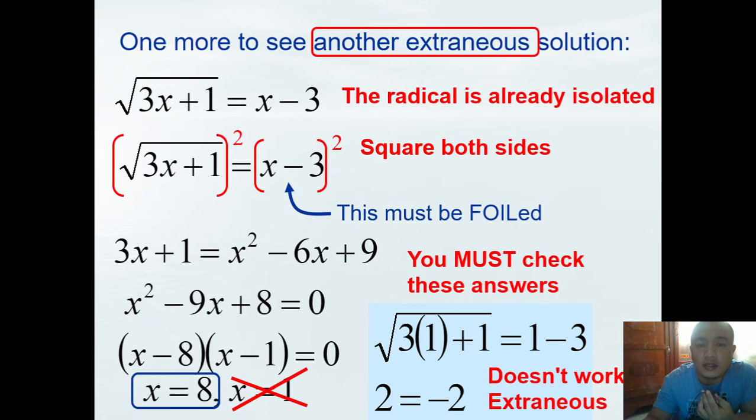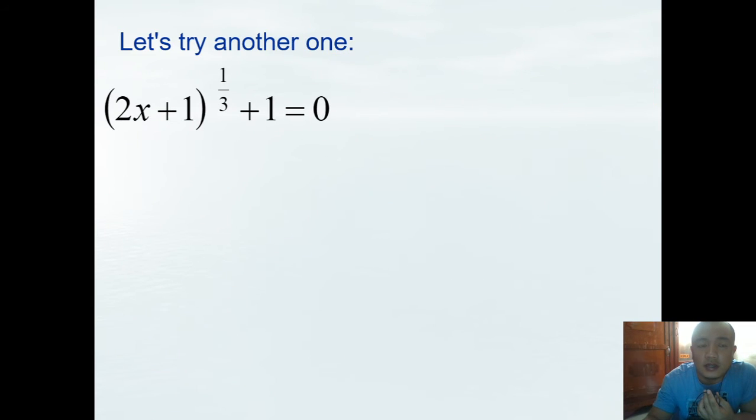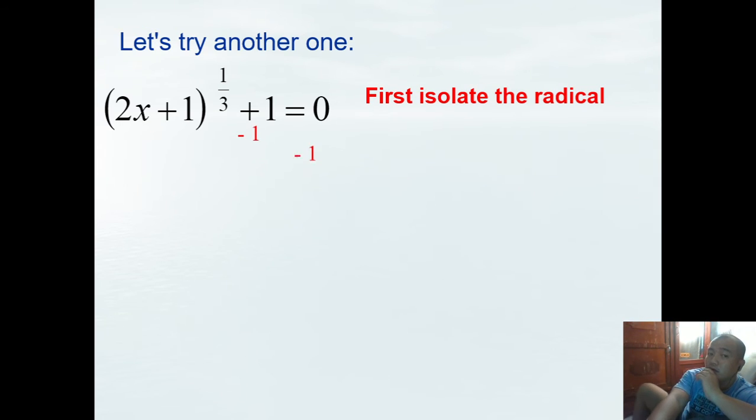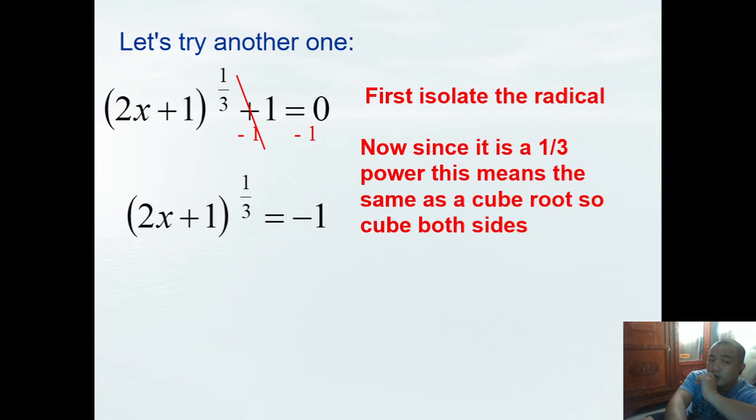So, let's try another one. How about this: 2x plus 1 raised to 1/3, plus 1 equals 0. First, isolate the radical. Remember that the 1/3 power means the same thing as a cube root. So just transpose 1 here. So 2x plus 1 raised to 1/3 equals negative 1. Then cube both sides.